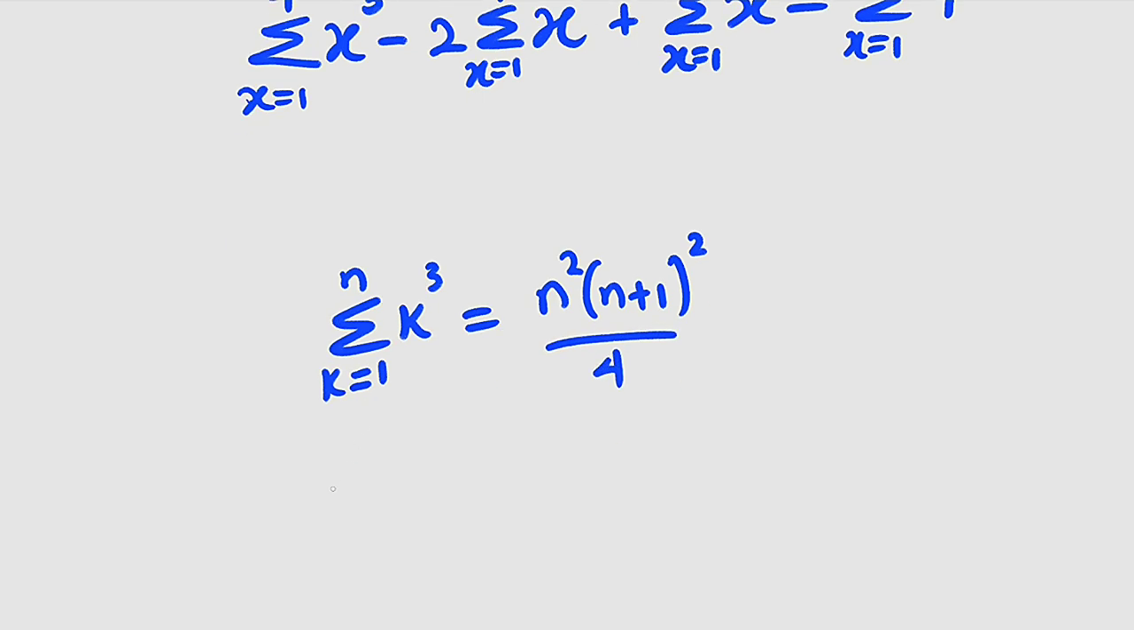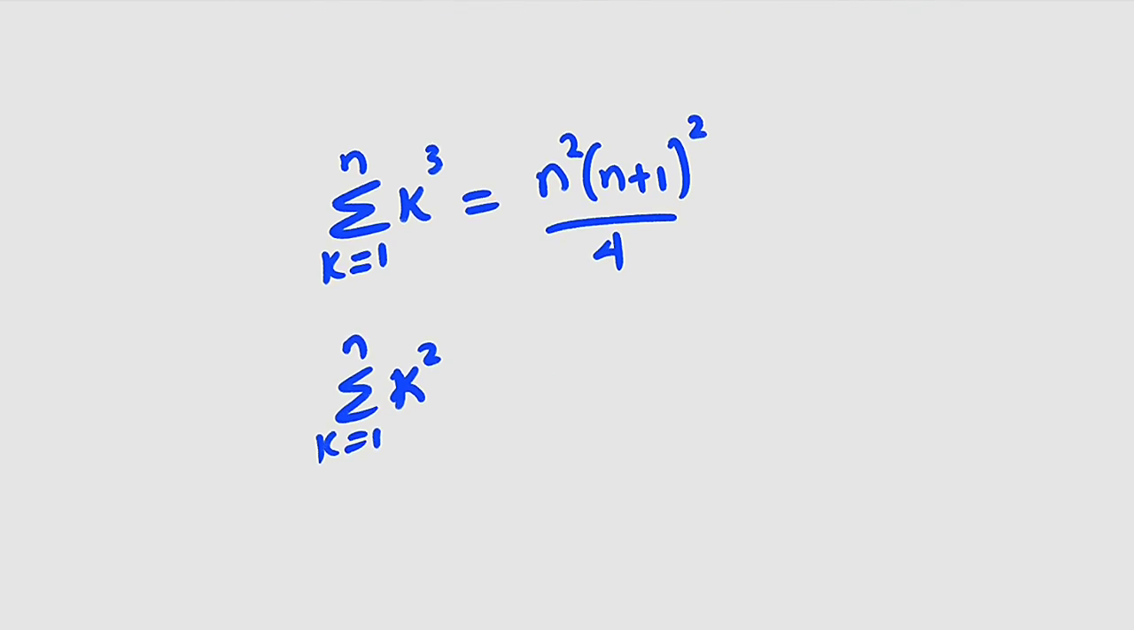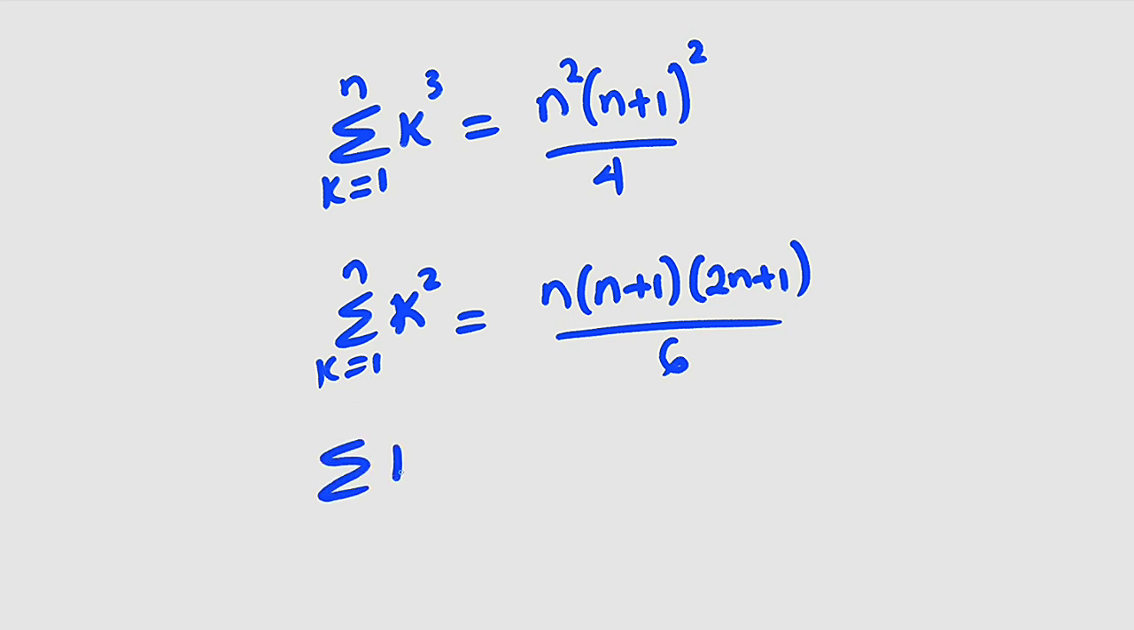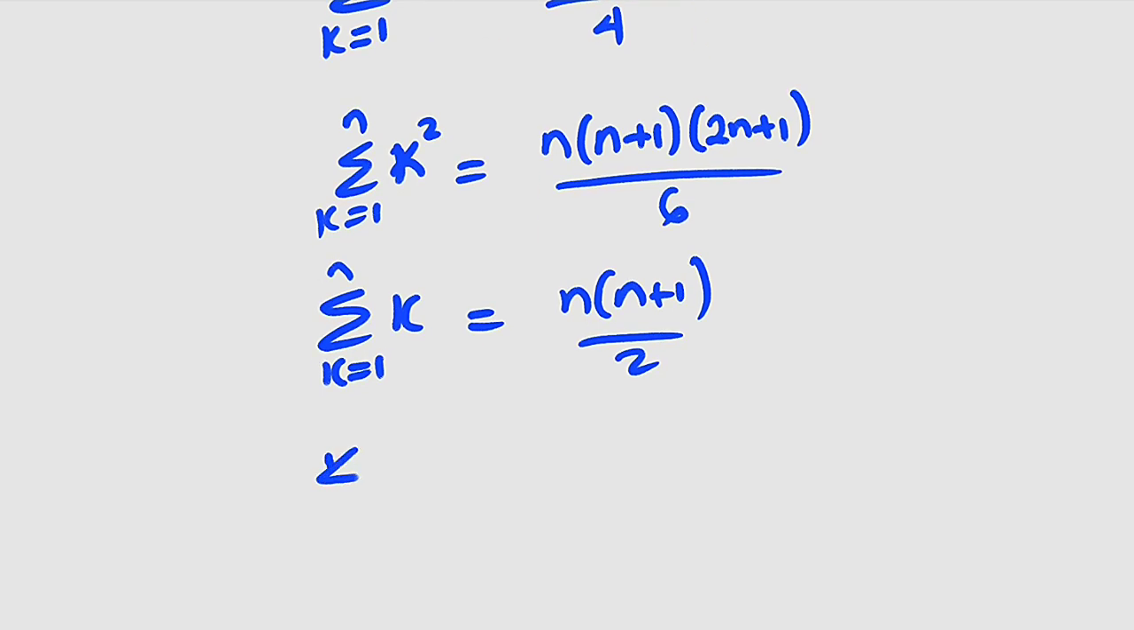Already we know that when we have k to the power of 2, for which k begins with 1 and stops at n, this is equal to n multiplied by n plus 1 multiplied by 2n plus 1, divided by 6. Then the last one is when we have just k without power. K begins with 1, stops at n. This is equal to n times n plus 1 divided by 2. And if you have a constant, for example c, from 1 to n, this is just nc.